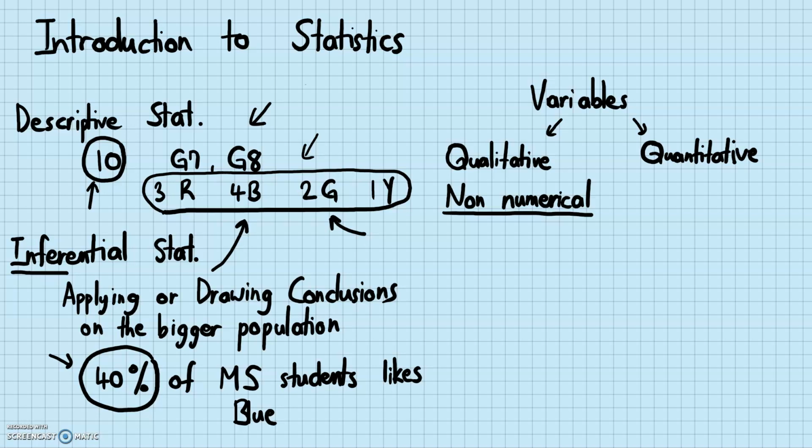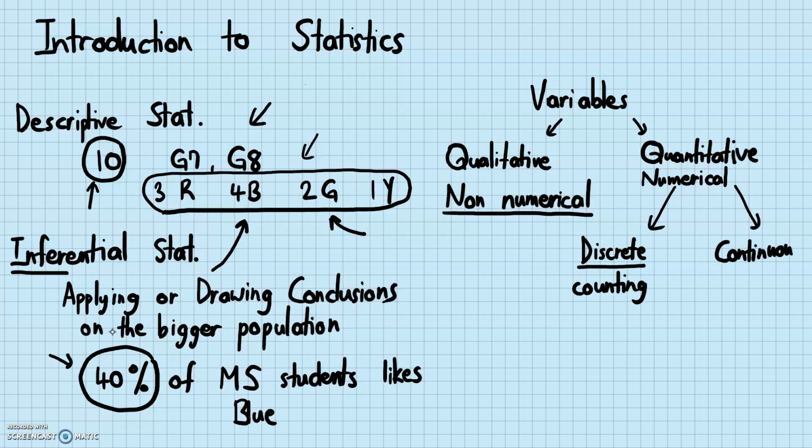And quantitative data, you've done this in probability, but there are two different kinds of quantitative. Quantitative means numerical, so we're dealing with numbers. But inside quantitative data, we have two different types. We have discrete, which is associated with counting. So counting how many people or how many objects, how many animals. And continuous, which means measuring.